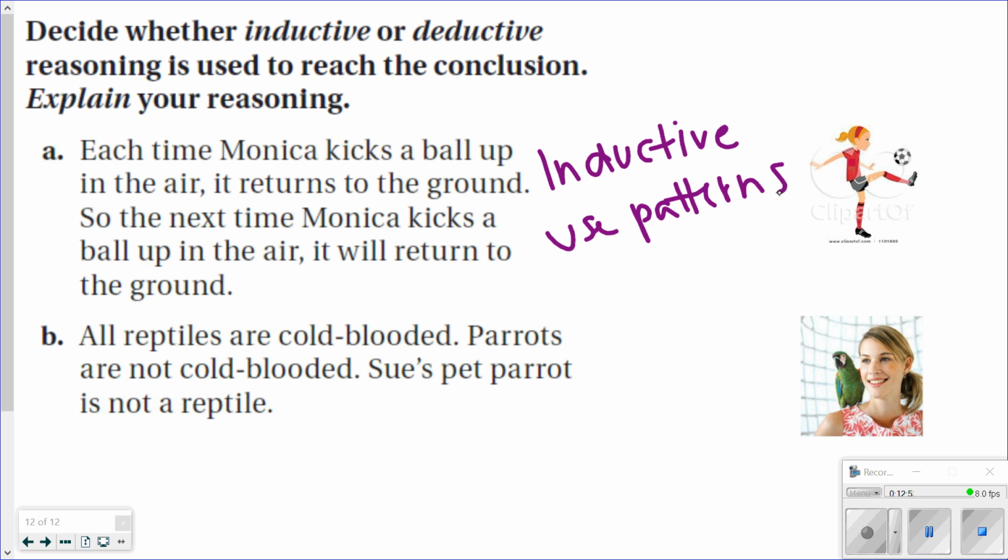Part B, all reptiles are cold-blooded. Parrots are not cold-blooded. Sue's pet parrot is not a reptile. Is that an example of inductive or deductive reasoning? The answer is deductive. And the reason is because she's using facts about animals and using her laws of logic to reach a conclusion. So I'm just going to say facts. She's using facts to make her conclusion.